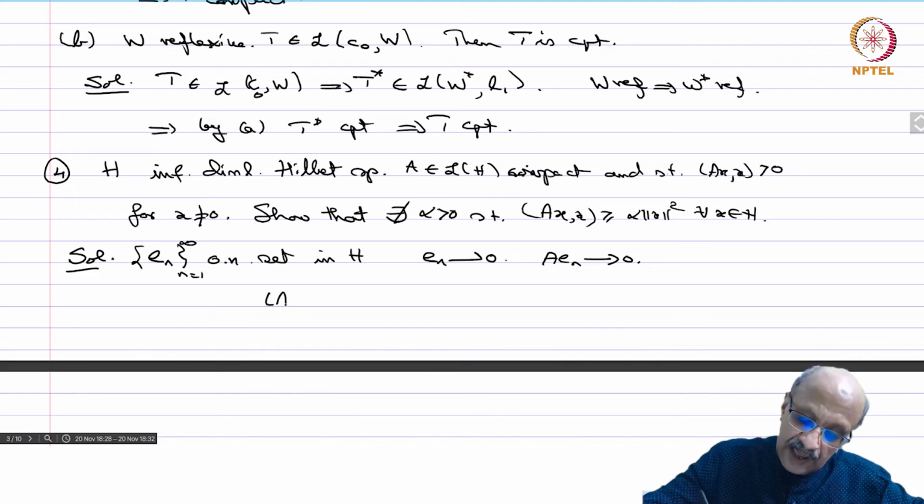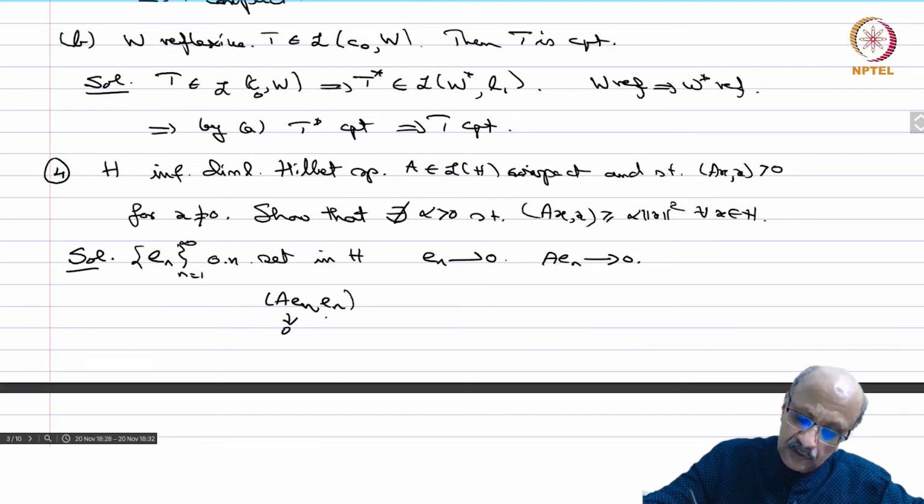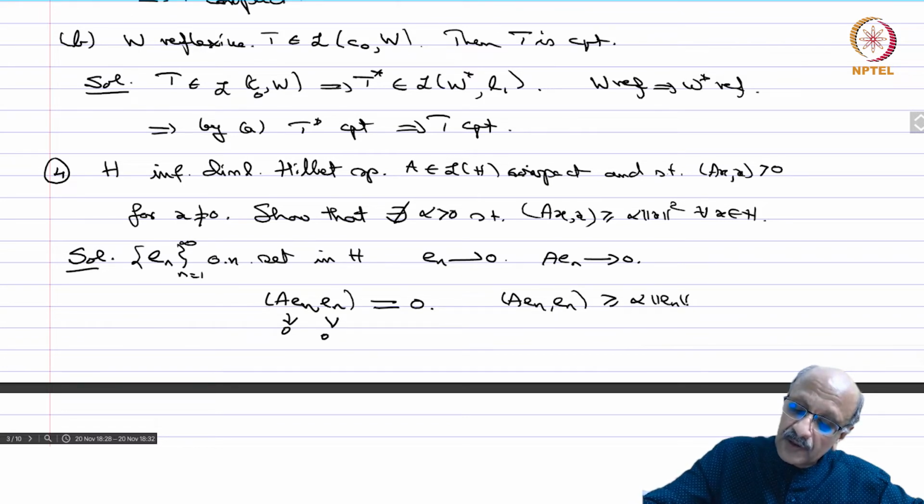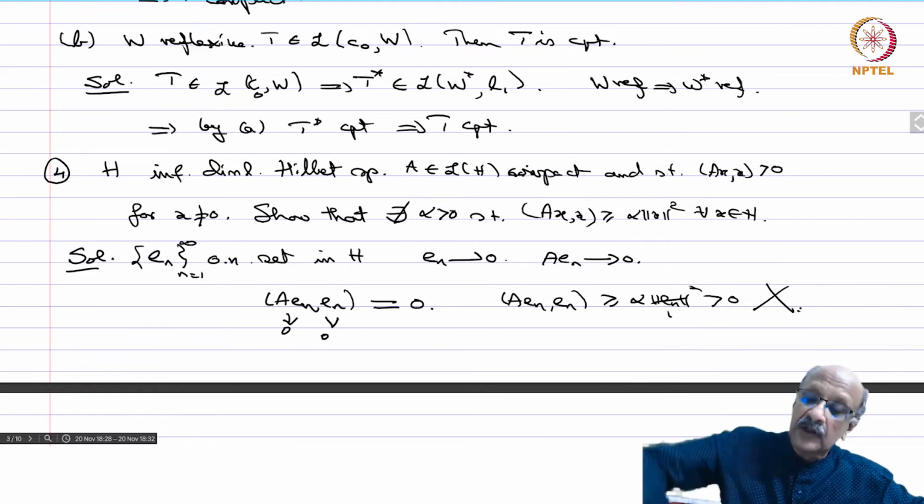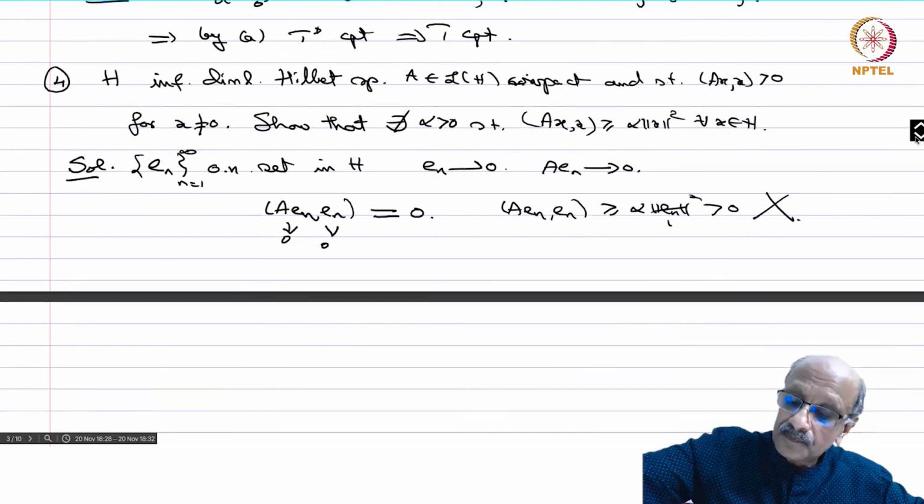So you have that En goes strongly to 0, this goes weakly to 0, and therefore this has to go to 0. But suppose you have then ⟨AEn, En⟩ greater or equal to alpha times norm En squared, which is 1, and this is strictly positive, and that's a contradiction. Therefore you cannot have a.